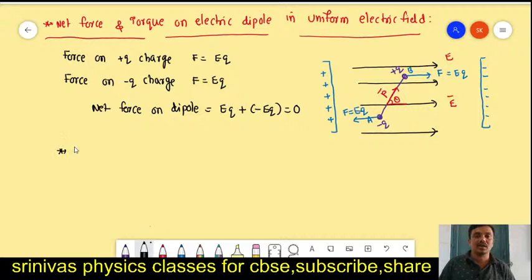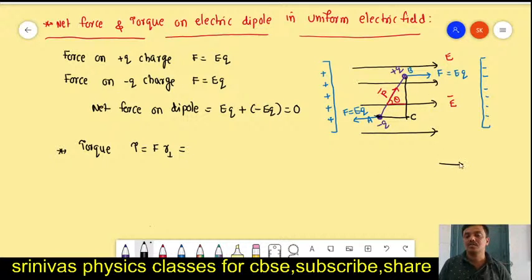Then what about the torque? Equal and opposite forces constitute the torque here. For that we have to draw a triangle here. This is A, this is B, this we can take as C. And then what is the torque formula? Equal and opposite forces constitute the torque. Torque formula is force into perpendicular distance. The force here is EQ. And what is the perpendicular distance? One force is this side.